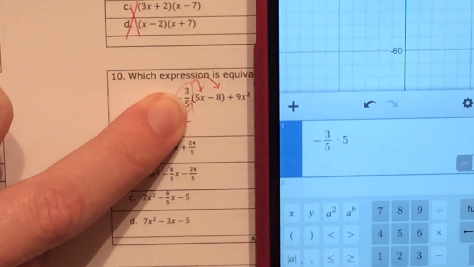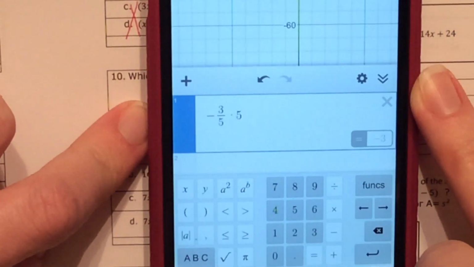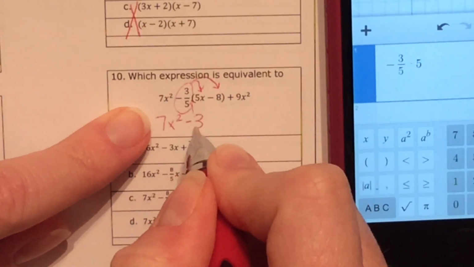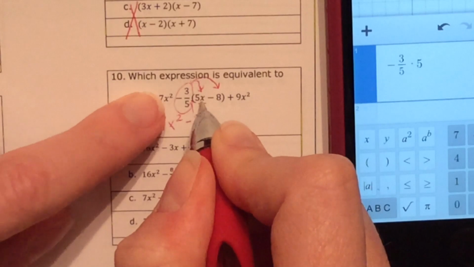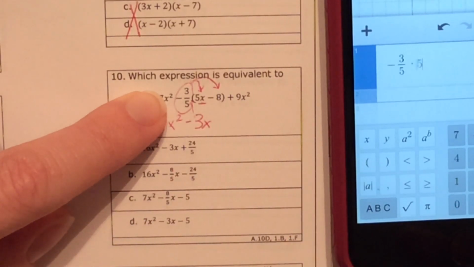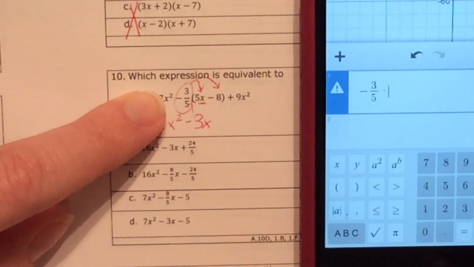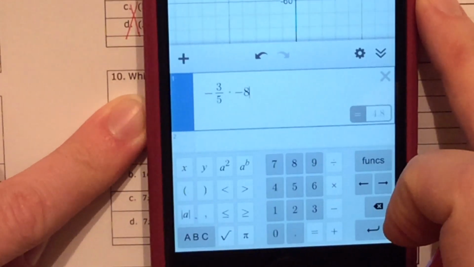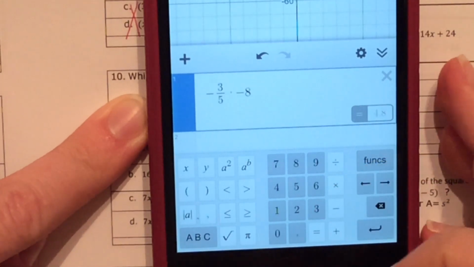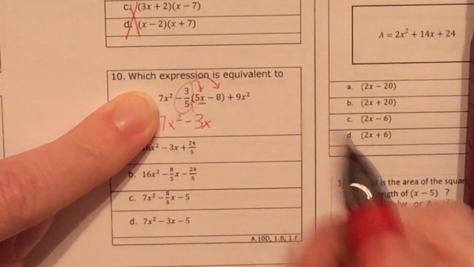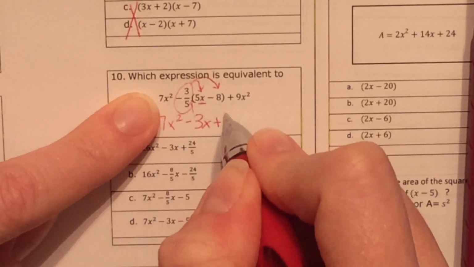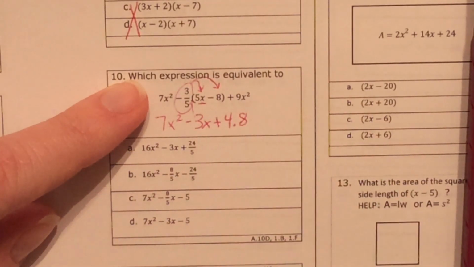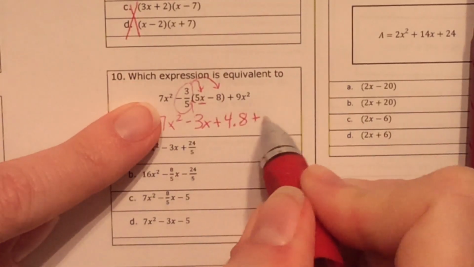Remember, we don't type in our variables. That answer is going to be a negative 3. So we have a negative 3, and we put that x on it. And then we can just go in and edit what we typed. Now we're going to multiply it by a negative 8. And the answer that we get is 4.8. And it's going to be a positive 4.8. Now down here you have fractions, but we can double check by typing in the fraction after.